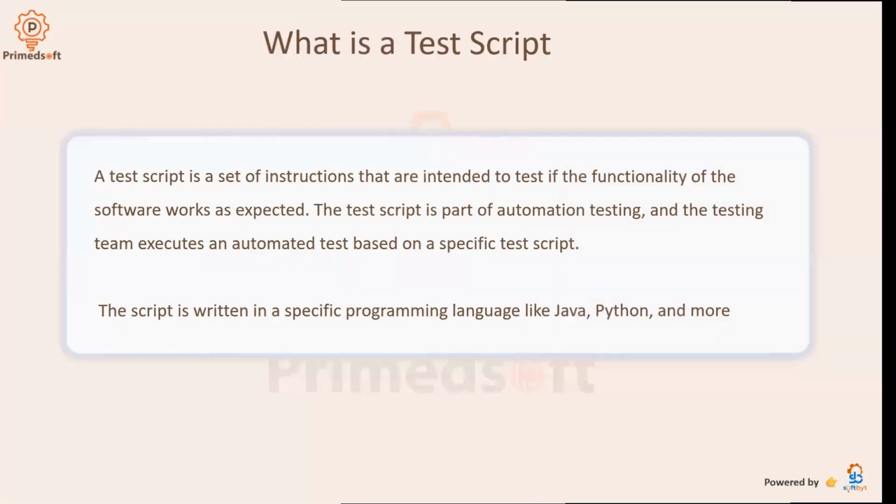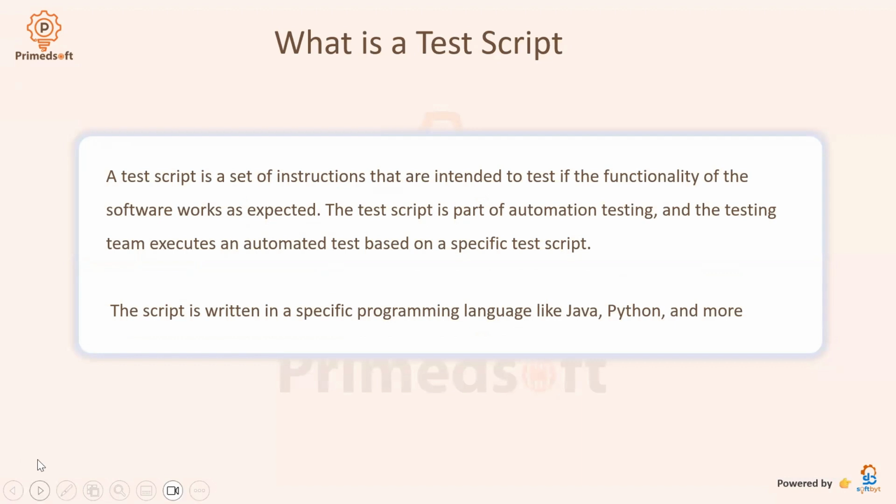Okay, right. So now let's look at what a test script is. A test script is a set of instructions that are intended to test if the functionality of the software works as expected. So you use your test scripts mainly when you are writing an automated test, to test if the application is working. So test script is part of automation testing. It's different from your test case. Your test script is for your automation.